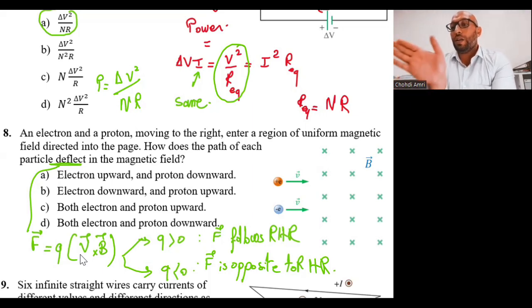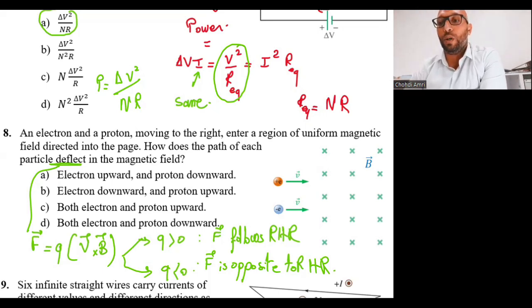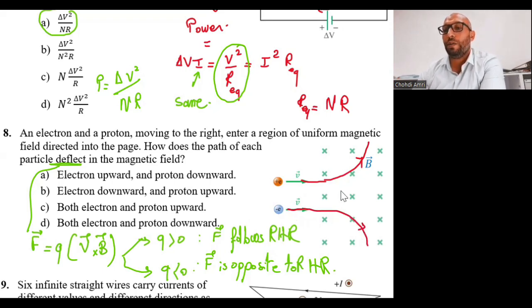So the charges are moving to the right. The magnetic field is into the page. So the positive charge will be deflected upward. Sorry, here before, because the magnetic field starts from this region, so the deflection starts from here. And what about the negative charge? It's going to be opposite to the right-hand rule. The right-hand rule gives the force up. The charge is negative for the electron, so it's going to be down. And they are deflected the same amount. Okay, so we are done with this question.